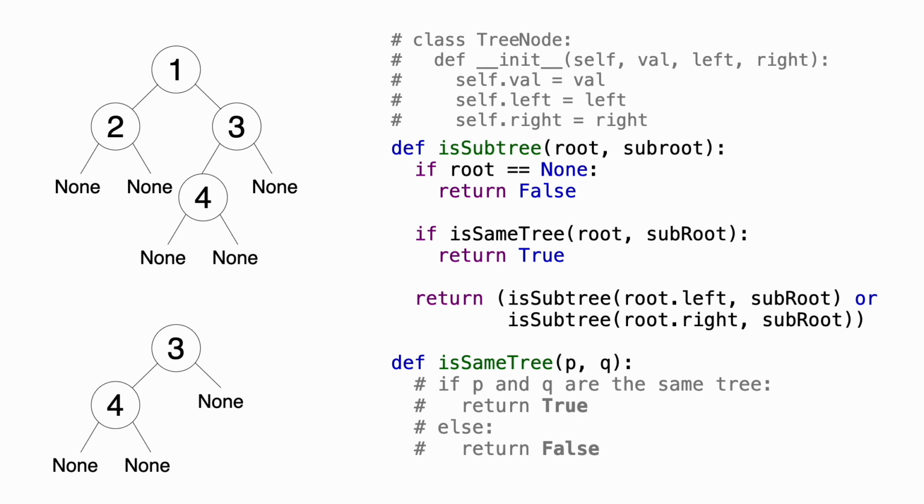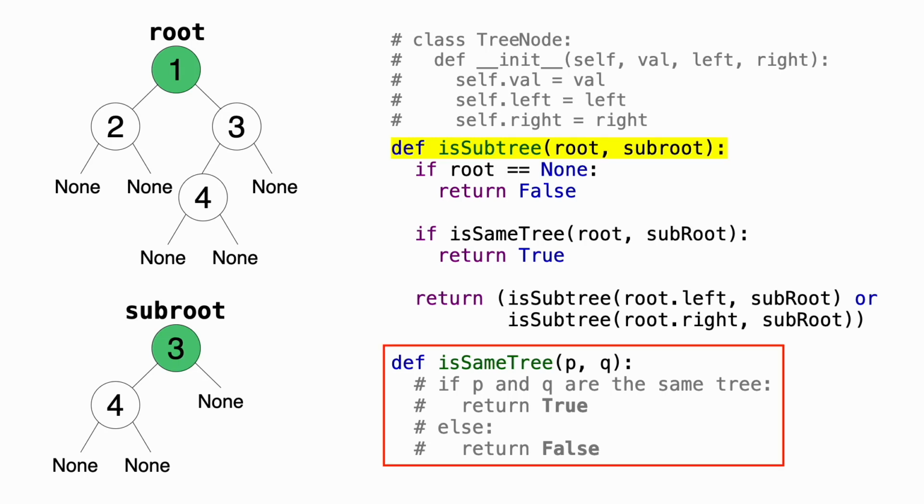Let's say the root node of the top tree is root, and the root node of the bottom tree is subroot. Like I mentioned, we're going to be using the same solution from the same tree problem, but with just a little bit of extra logic. So over here, I've brought over the exact same function used to solve that problem, where P and Q are the two nodes passed in.